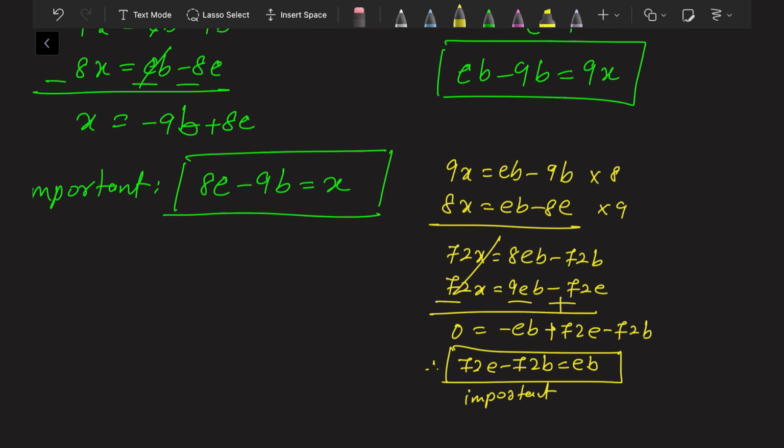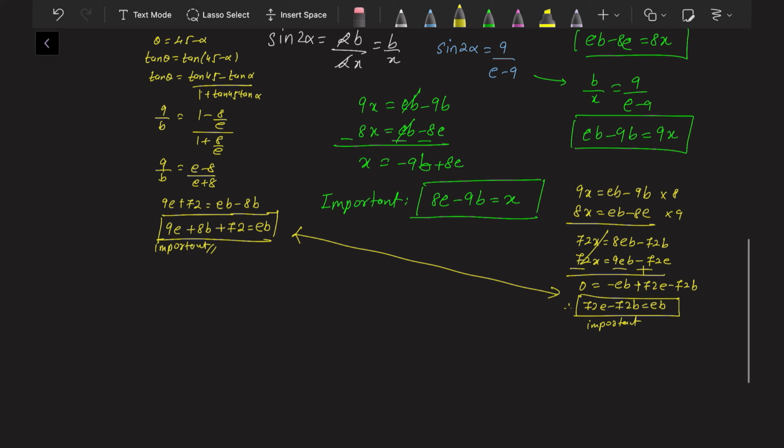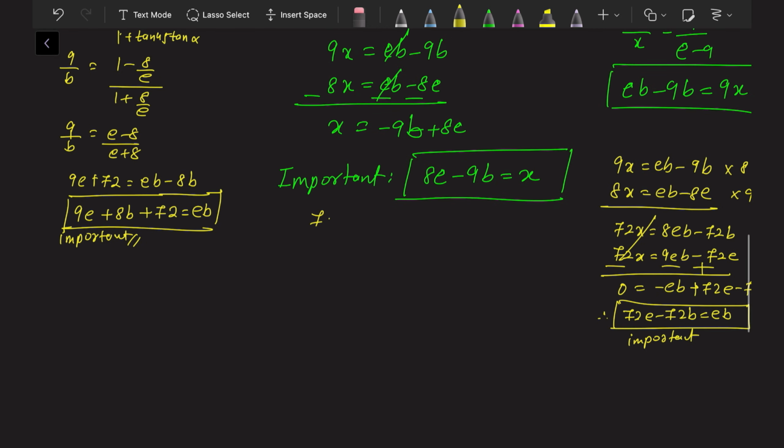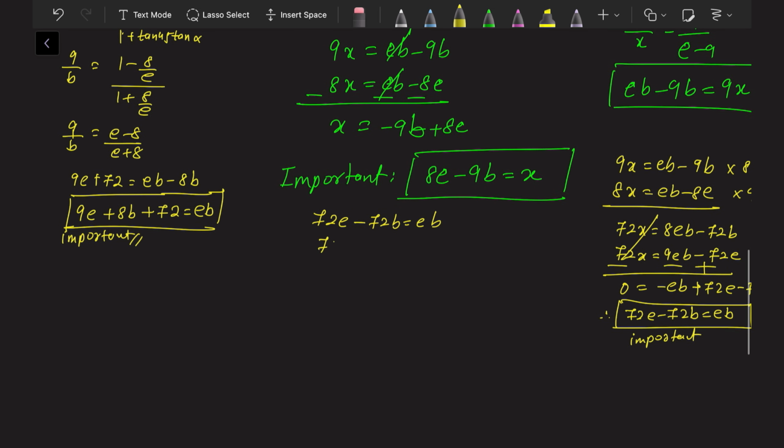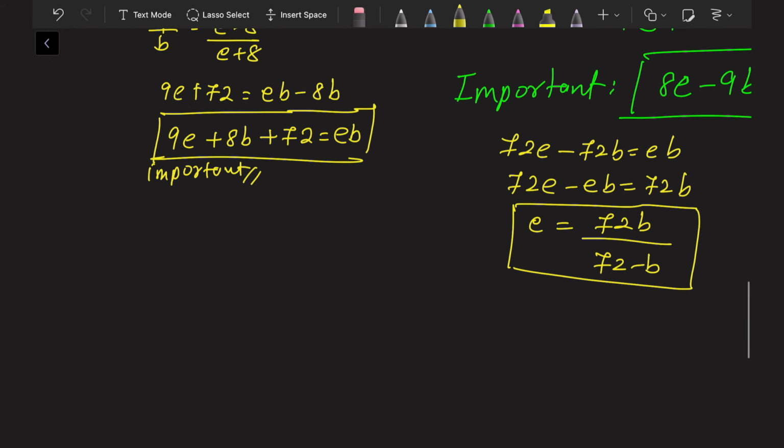Now what I am planning is to substitute these two equations together, that is, combine them and solve for either of the variables. To do so I have to use the substitution method. From this equation, let me eliminate the variable e, as I am getting confused with that. We have 72e minus 72b equals eb. Hence 72e minus eb is 72b. Hence, taking e common, e is 72b upon 72 minus b. This is the value of e. A little complicated as the number 72 is bigger, but don't worry, we just have to deal with it, and it's going to be easy.